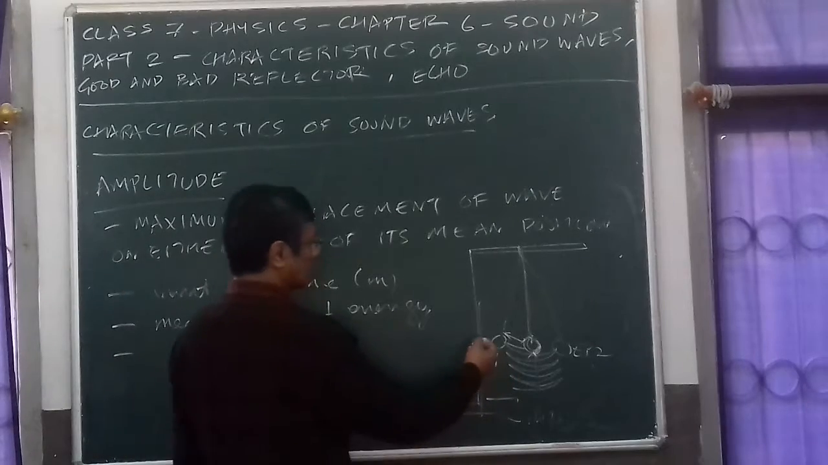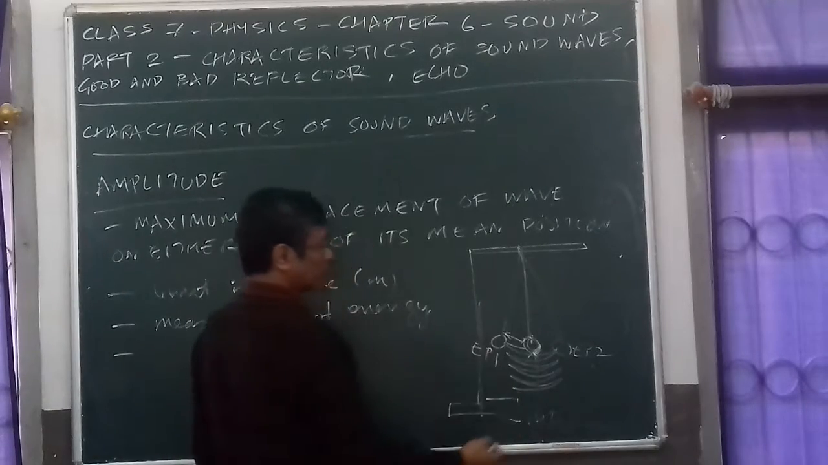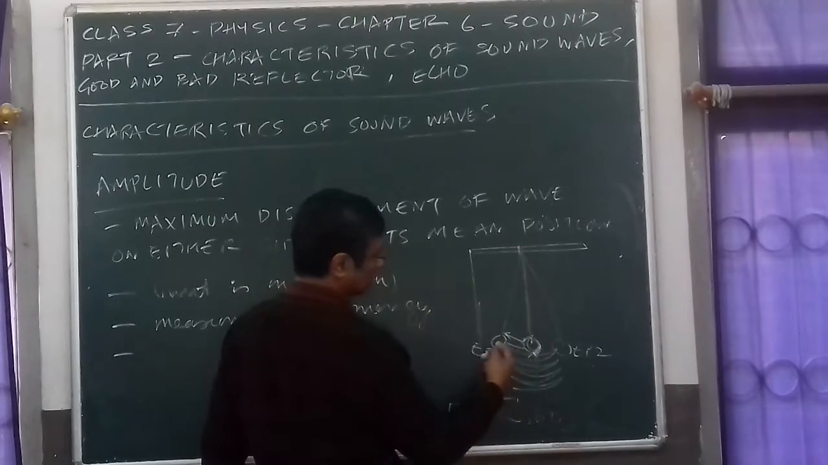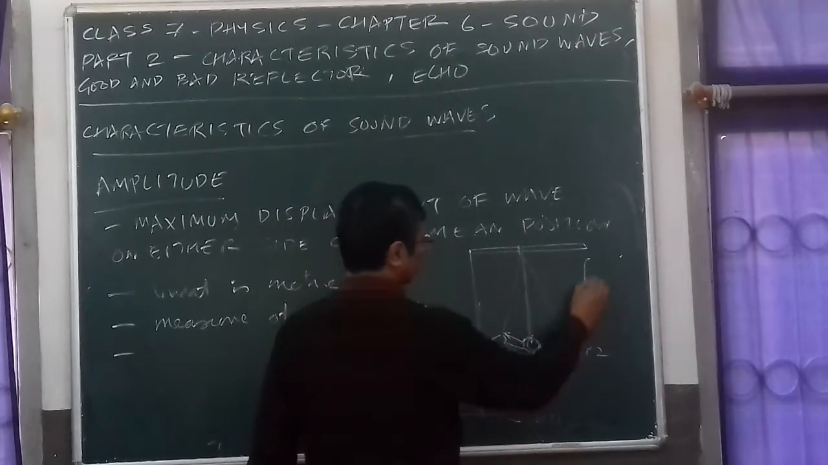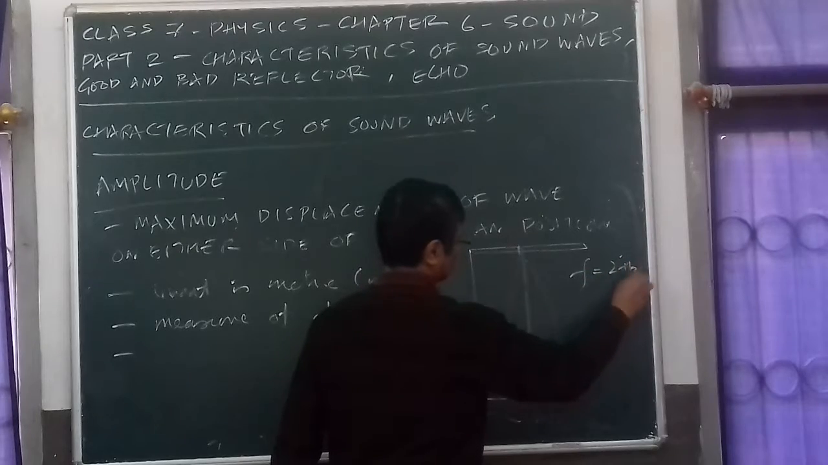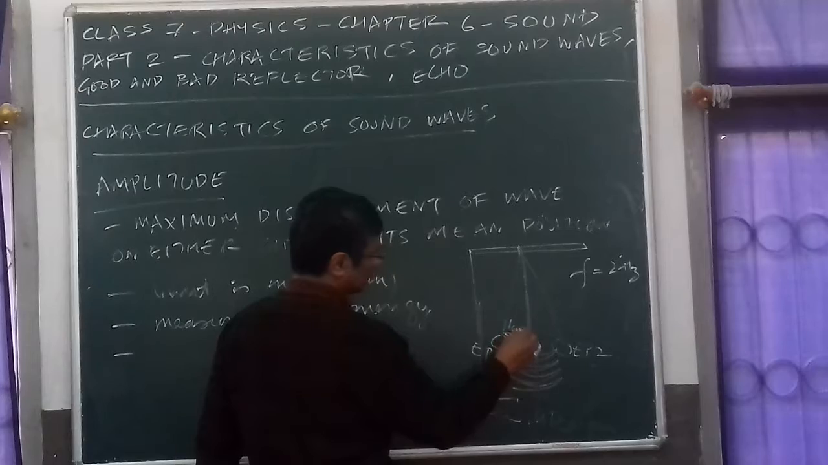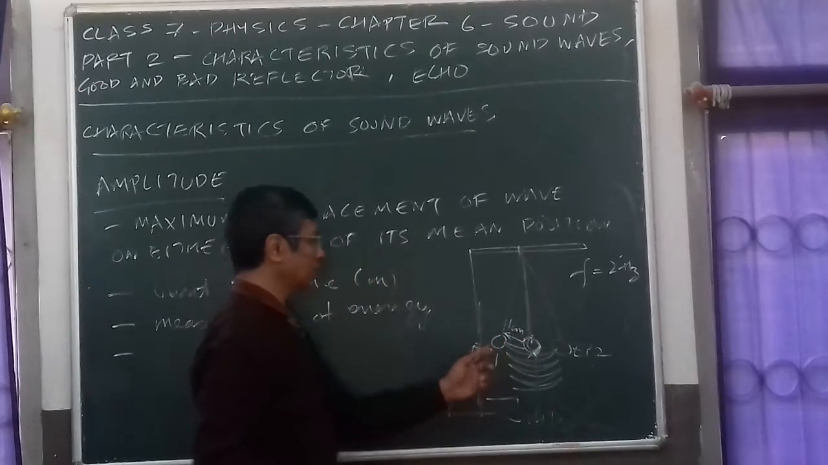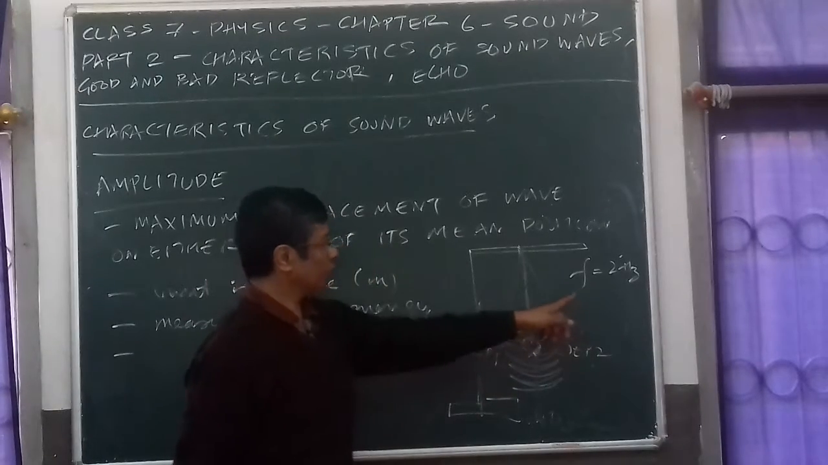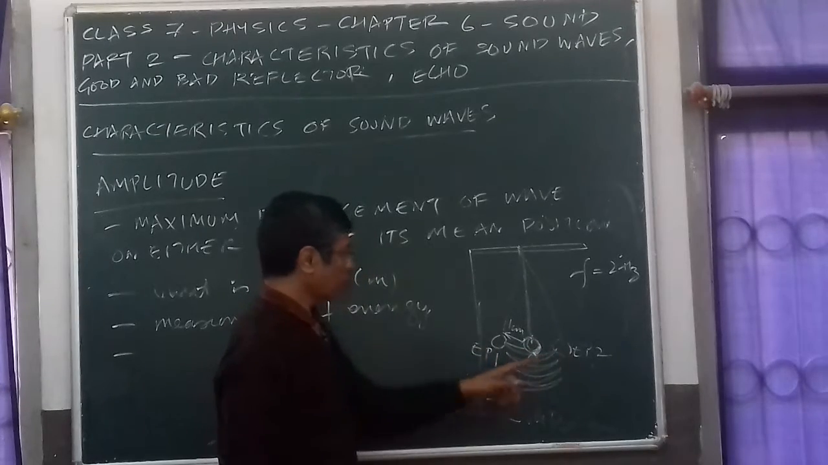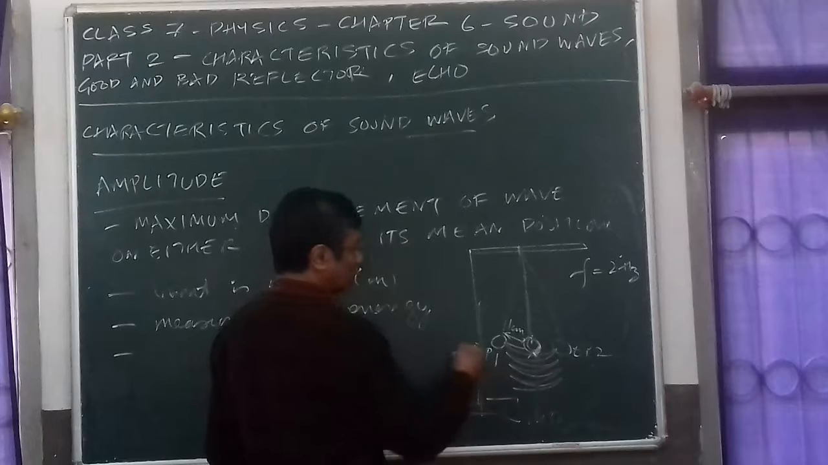Now the frequency of the pendulum depends on the length of the pendulum. So the frequency, let's say, is of a value, for example 2 Hertz. So let's say I oscillate this pendulum with an amplitude of 1 centimeter. It will oscillate with the frequency of 2 Hertz, but with the amplitude of 1 centimeter.